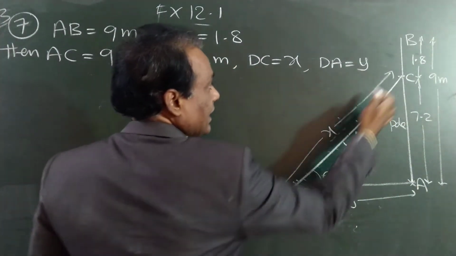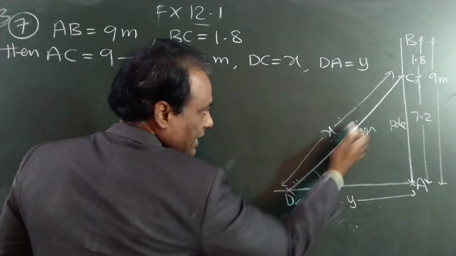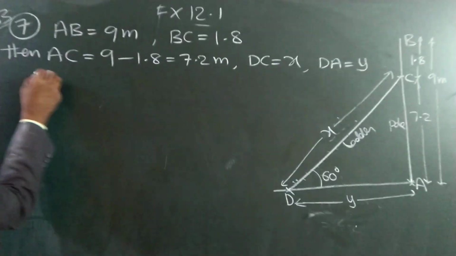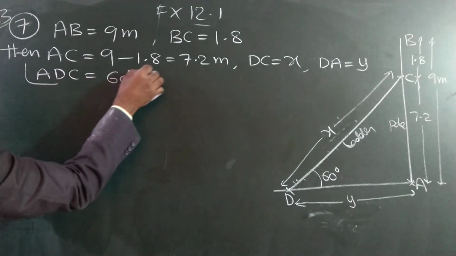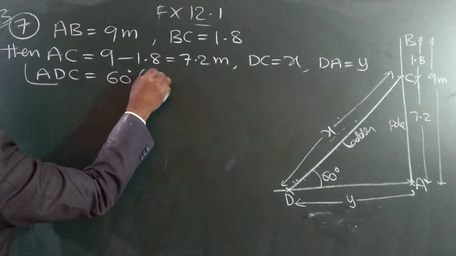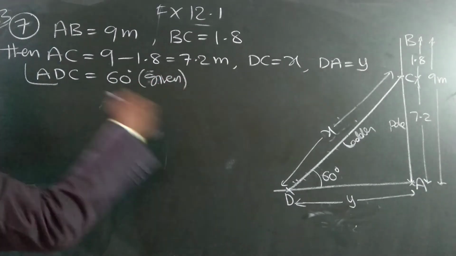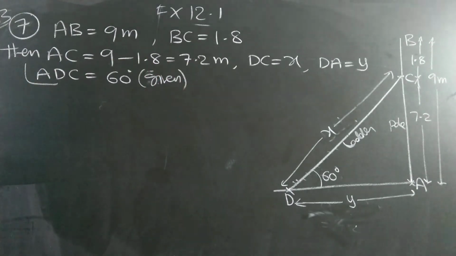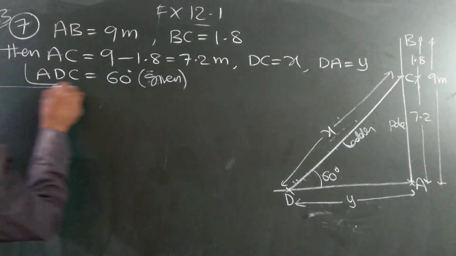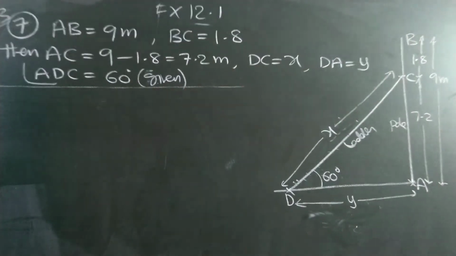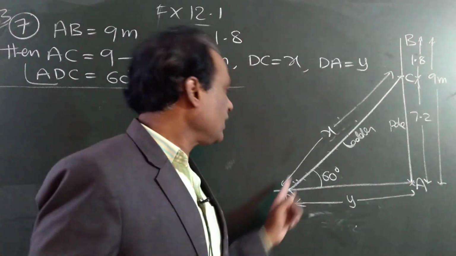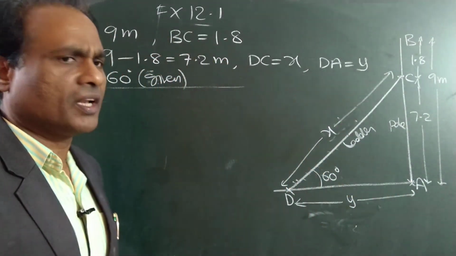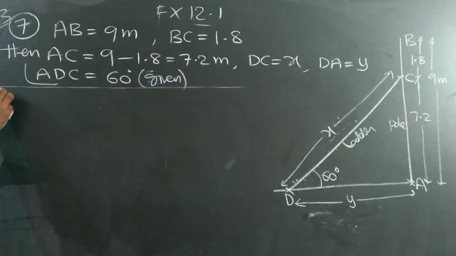Angle ADC is 60 degrees. Write down: angle ADC is equal to 60 degrees, given. I have written the introduction, and now I am starting the problem. Don't draw the line. Angle ADC is equal to 60 degrees. That is given.